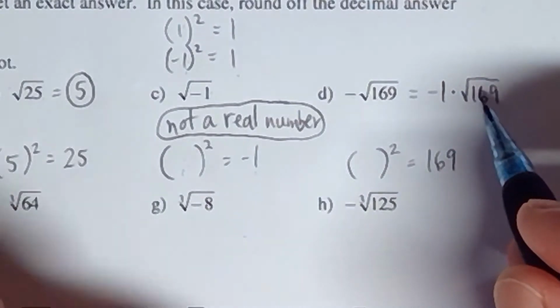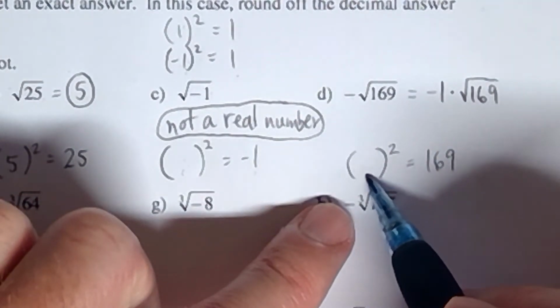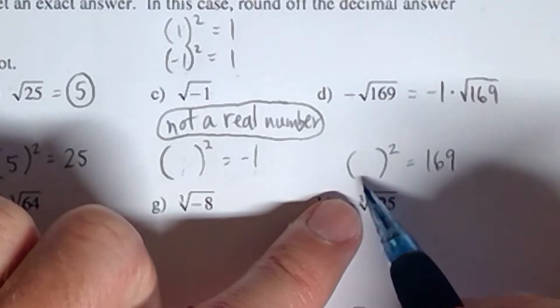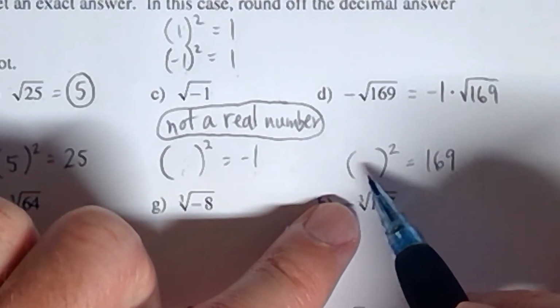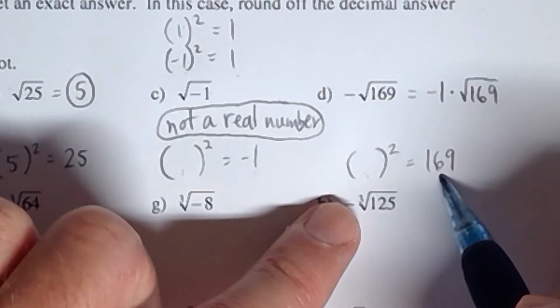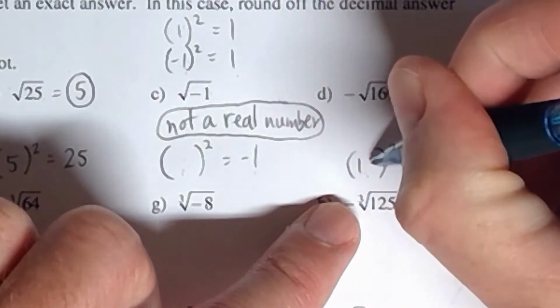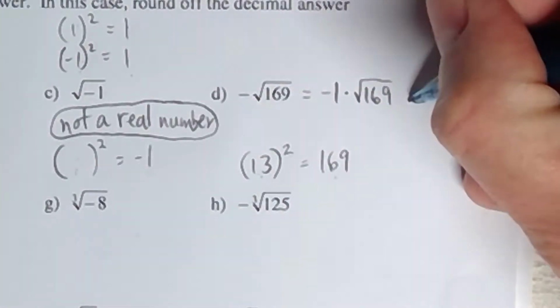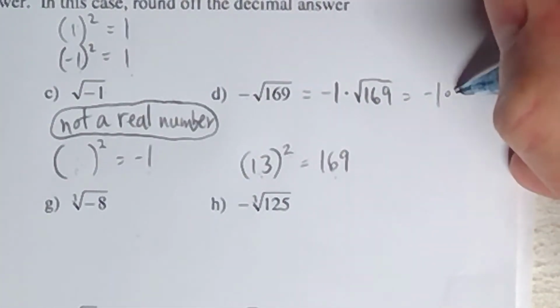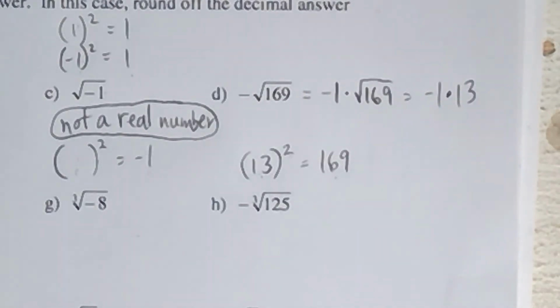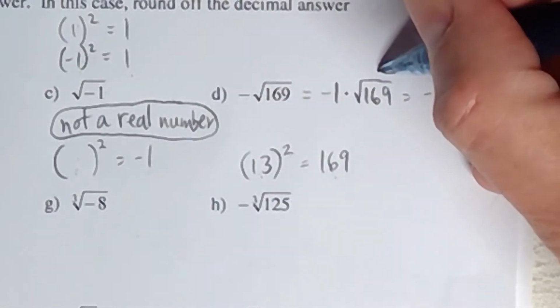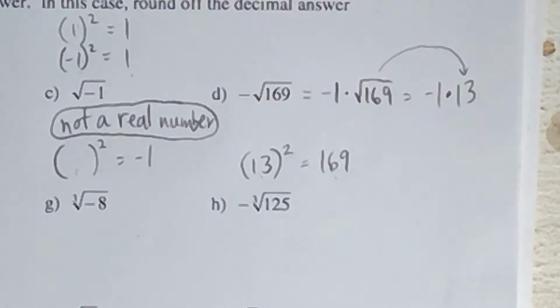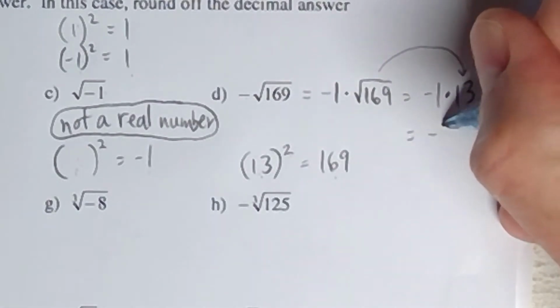Because a square root radical means the positive number that fits into this equation here, inside the parenthesis. What number do you square, and it has to be positive, what number do you square to get it equal to 169? That is 13. 13 squared is 169. And so that means that this is equal to -1 times 13. Okay, so the radical is equal to 13.